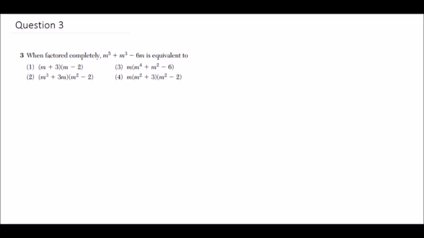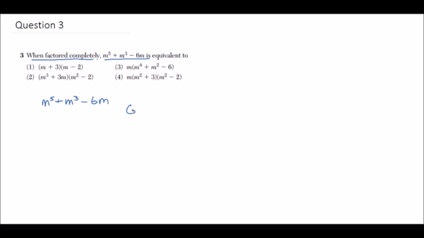All right, guys, this is question number 3 on the January 2017 Common Core Algebra 2 Regents, and this is a pretty simple factoring question. So the question reads, when factored completely, m to the fifth plus m cubed minus 6m is equivalent to what? So we're going to start this with m to the fifth plus m cubed minus 6m.